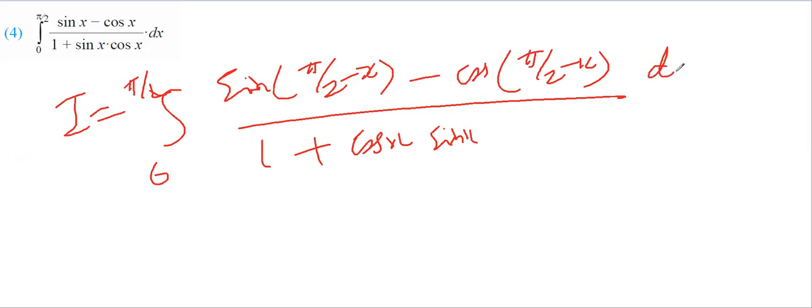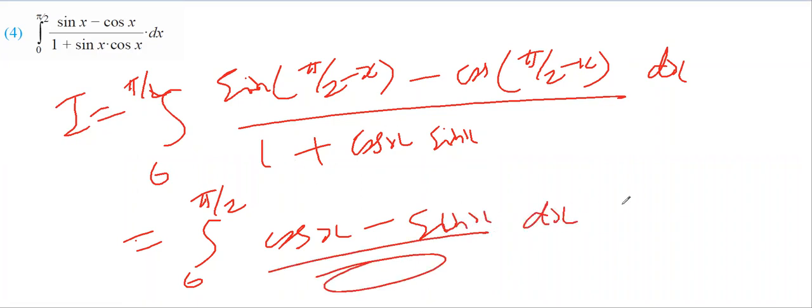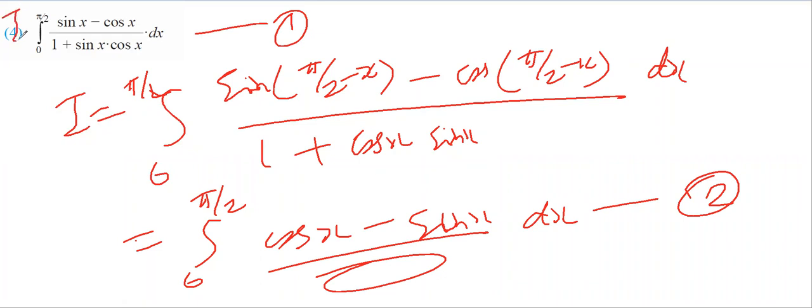Fine, whatever it may be, not a problem, because denominator का कुछ रोल ज्यादा है नहीं. क्यों नहीं है रोल? वो आपको समझ में आएगा अभी. What is sin of pi by 2 minus x? It is cos x. What is cos of pi by 2 minus x? It is sin x. Okay, divided by न्यूमरेटर में जो कुछ भी है वो. ठीक है, dx. This is your equation number 2 and this is your equation number 1. यहाँ पर I लिखना पड़ेगा. I is equal to this.